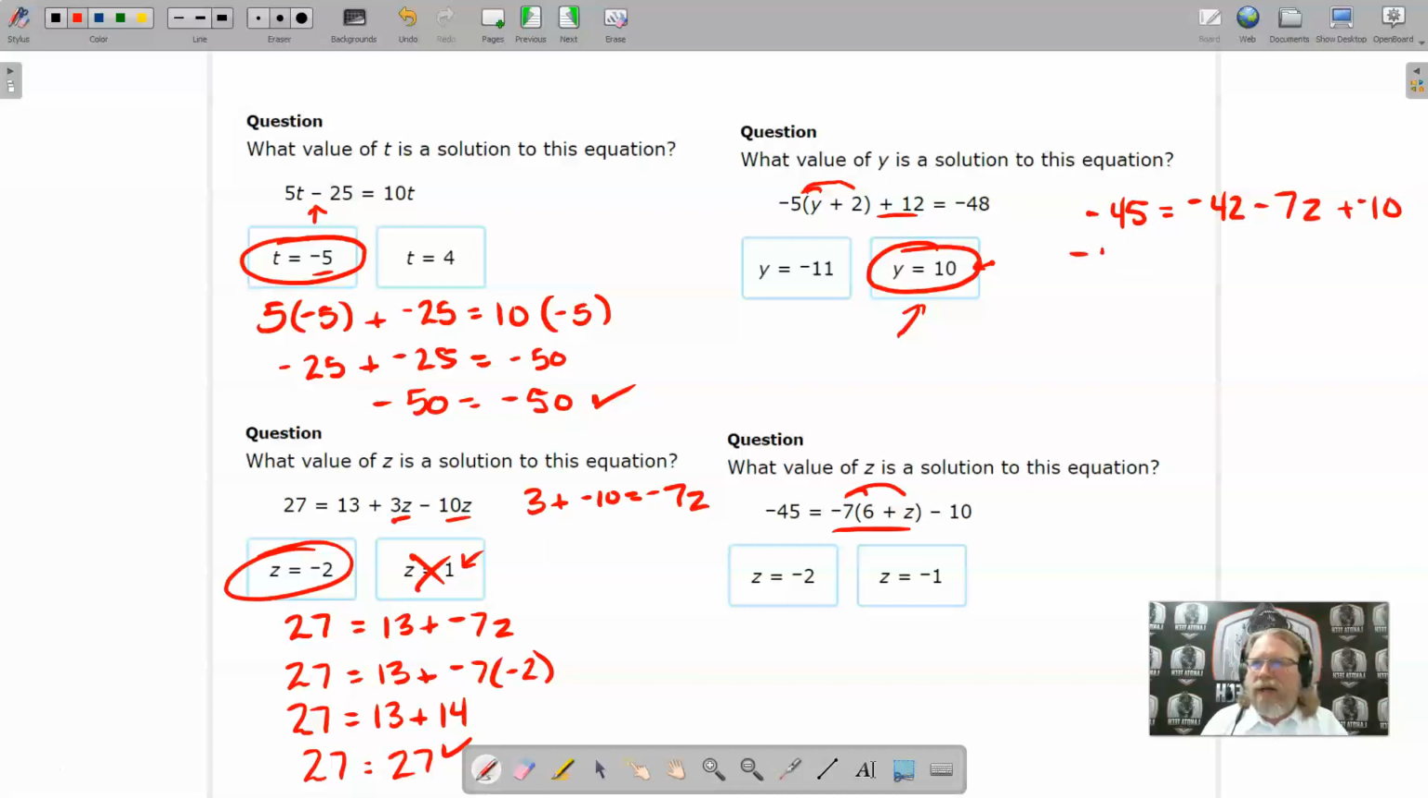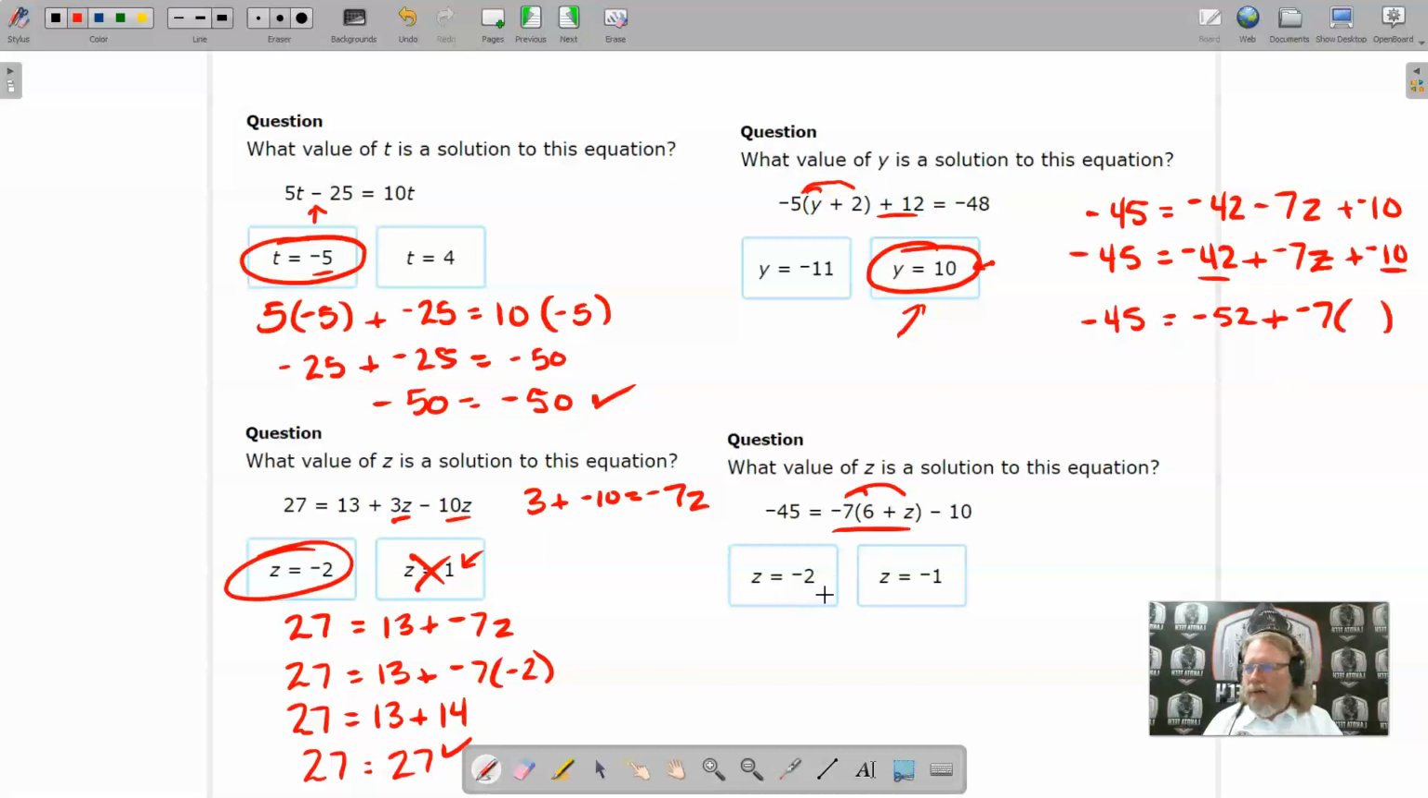So I think I want to do a rewrite here. -45 equals -42, and this is going to be plus, change the subtraction to addition. The opposite of 7z is -7z plus -10. Now I think I want to simplify this a little bit more. -45 equals, let's combine the -42 and the -10 to have -52. And now let's bring down that plus -7, and then whatever z is. So there's our parentheses now.